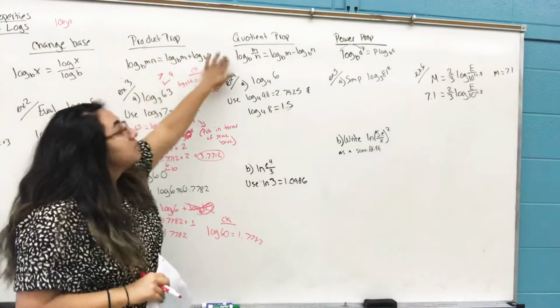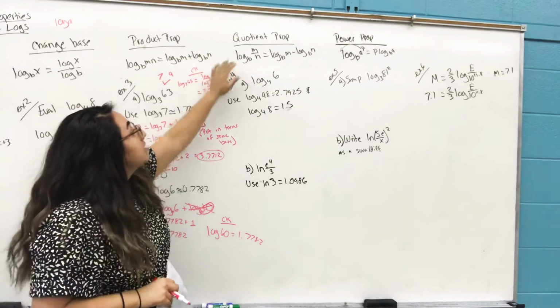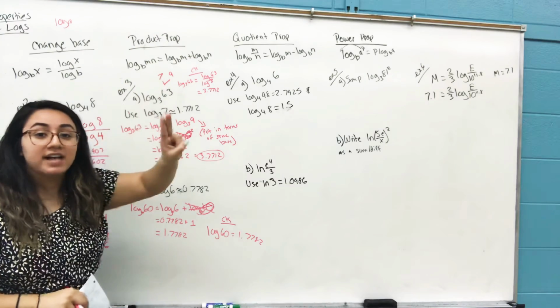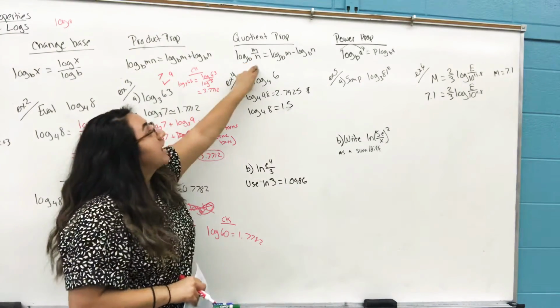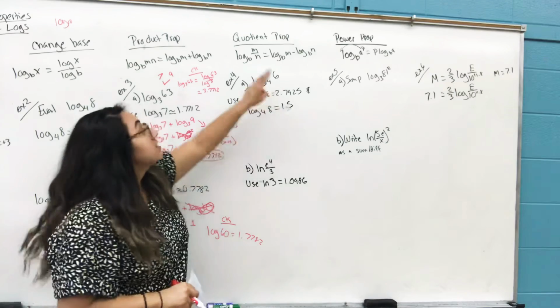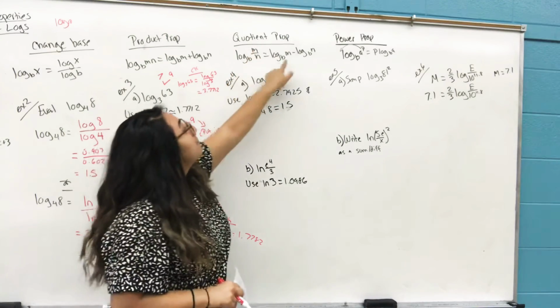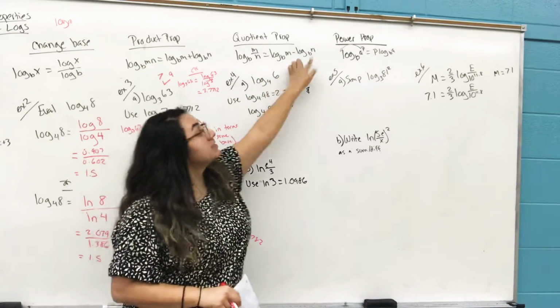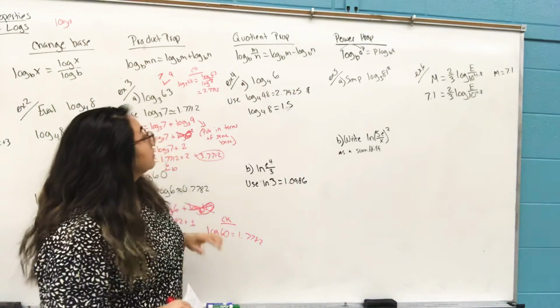Okay, now we're dealing with the quotient property. So multiplication, the product, if they're multiplying, they're adding. Here, if they're dividing, they are subtracting. So in this case, it's the numerator minus the denominator there. For all of these, they all have the same base. So always be mindful of the base.